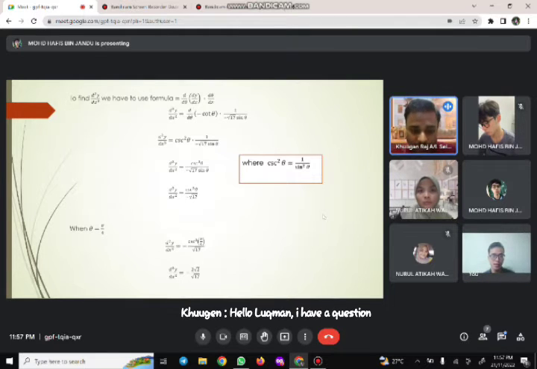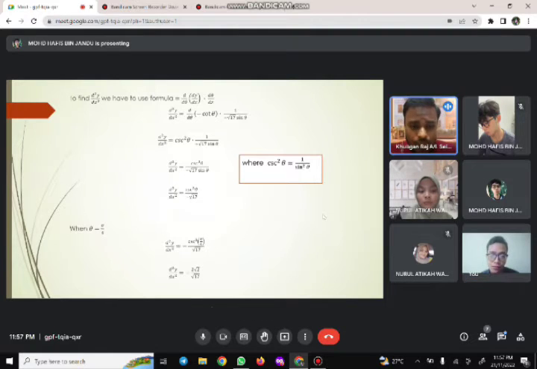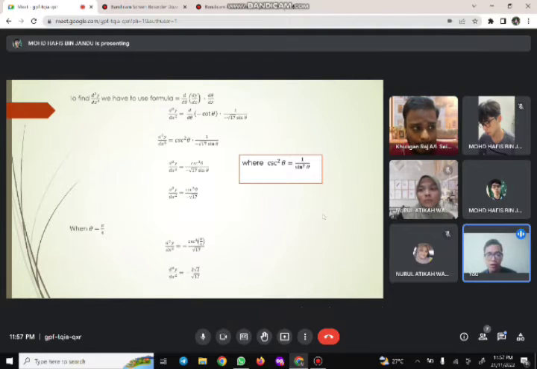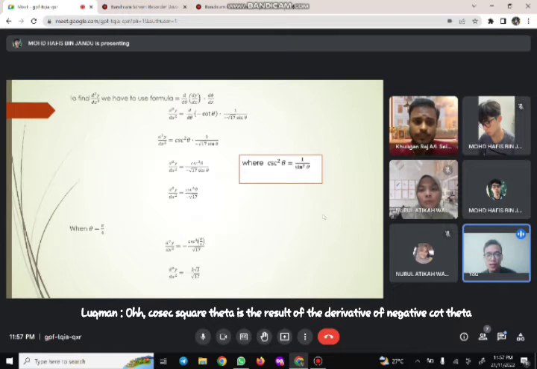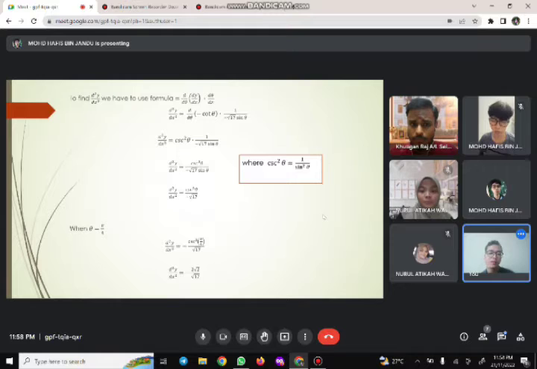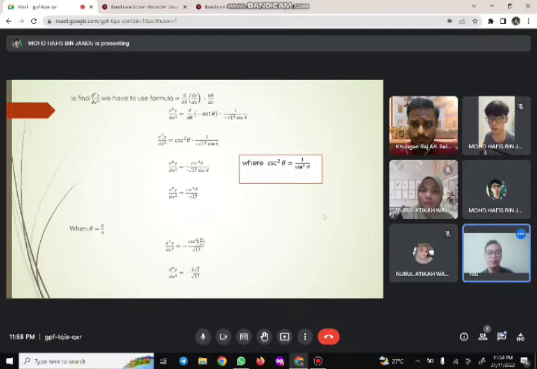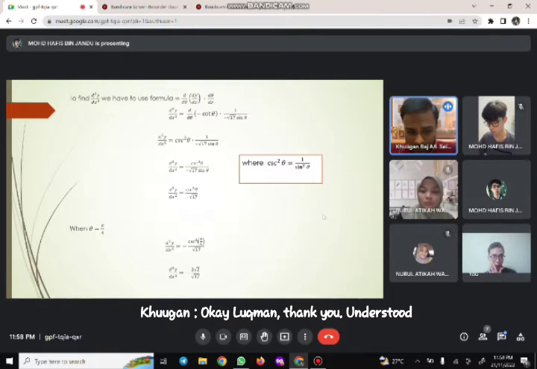Hello, Luqman. I have a doubt. How do you get negative cotangent theta and you change it to cosecant square theta? How did you get it done? Cosecant square theta is the result from the derivative of negative cotangent theta. Yes, you derive negative cotangent theta and the answer is cosecant square theta. Okay, Luqman, thank you. Understood.